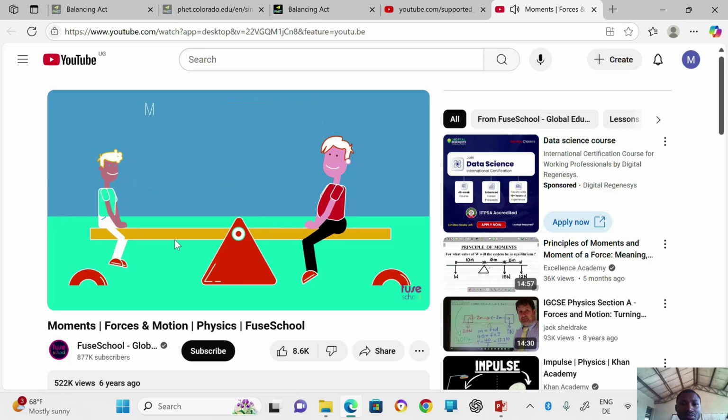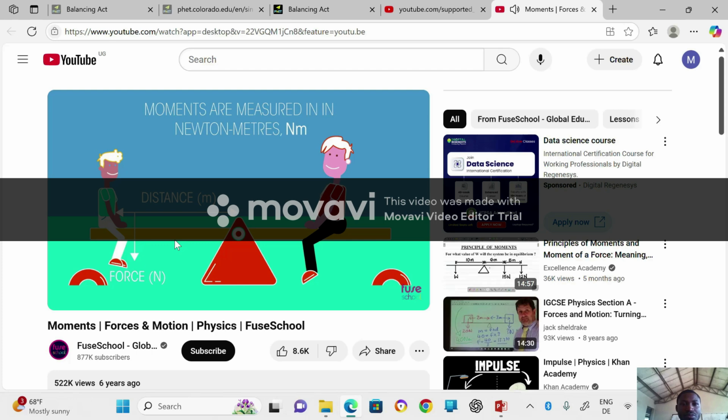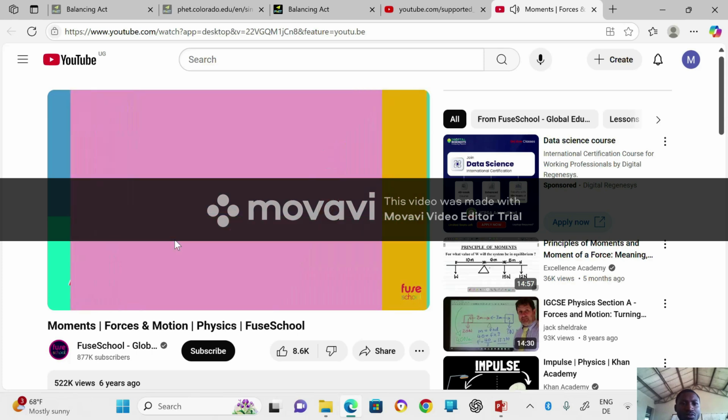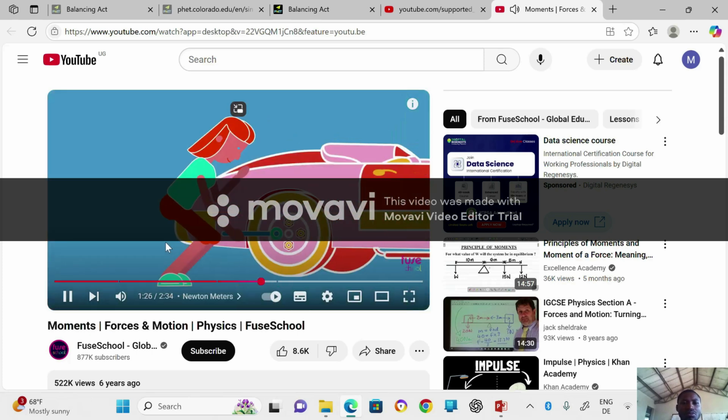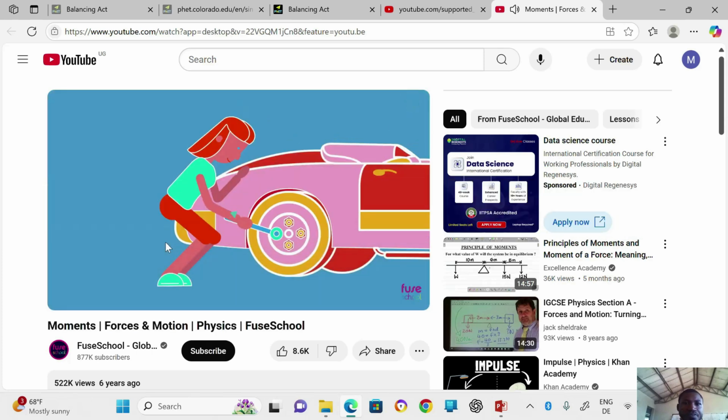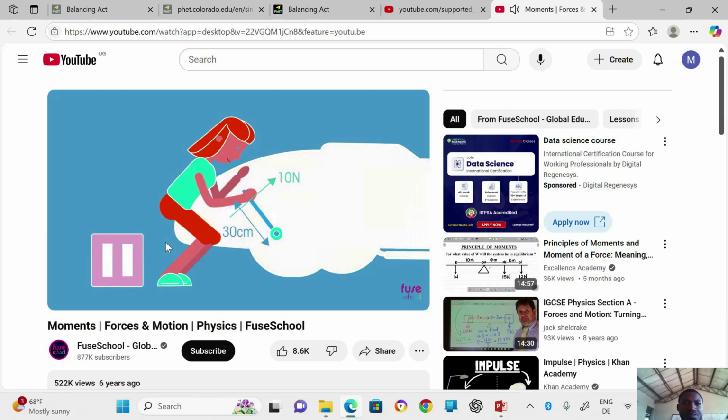Did you notice that moments are measured in newton meters, Nm, because force is measured in newtons, N, and distance in meters? Note that the distance must be the perpendicular distance from the pivot to the force. Here's another example. Can you work out what moment the woman is applying to tighten the wheel nut? Pause the video and work it out.